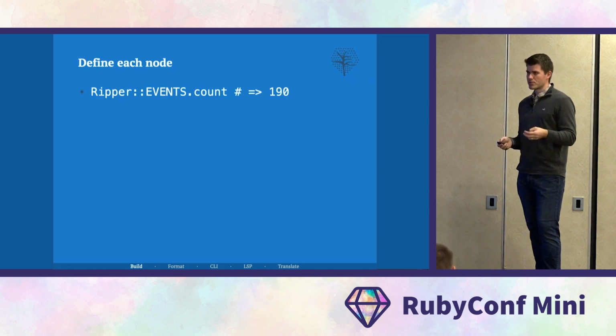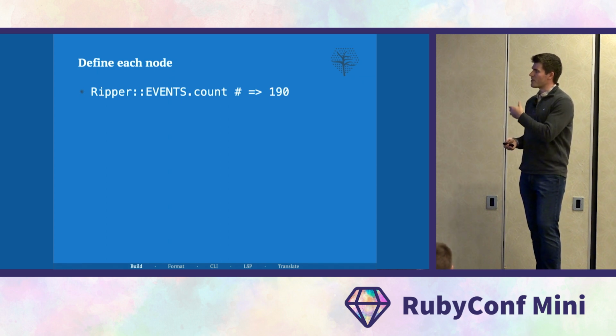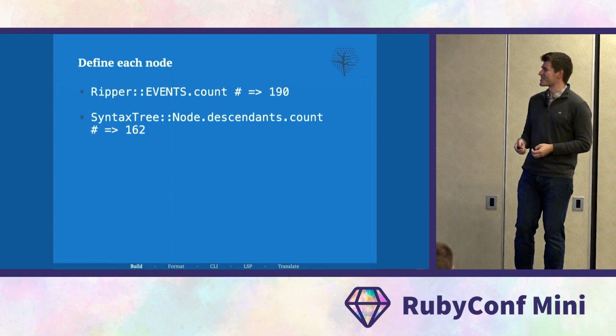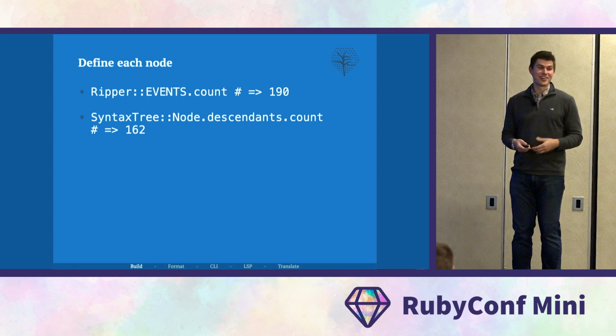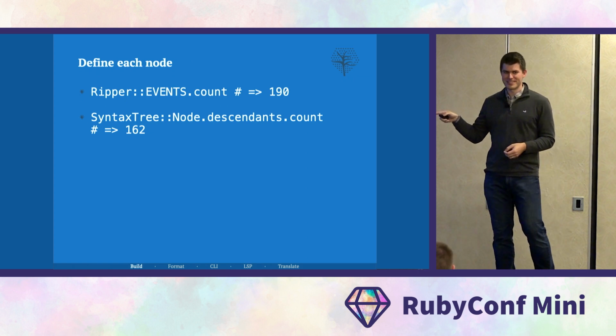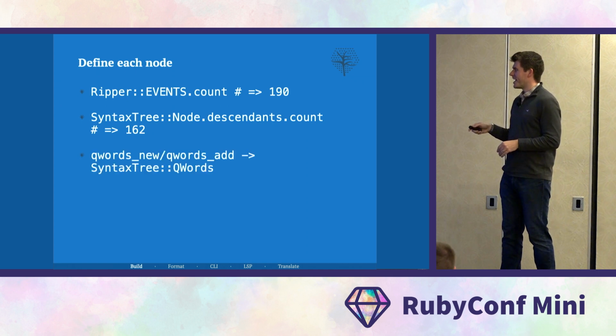So, this interacts with Ripper. Ripper is a standard library that is a parser generator that provides an event-based parser that I then go and use to build all these nodes up. Ripper itself has 190 events. Syntax tree, 151 was incorrect. I guess I updated this. There are 162 nodes in syntax tree. Actually, this number has gone down since I made these slides for various reasons.